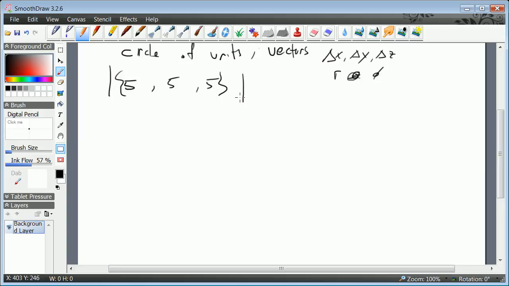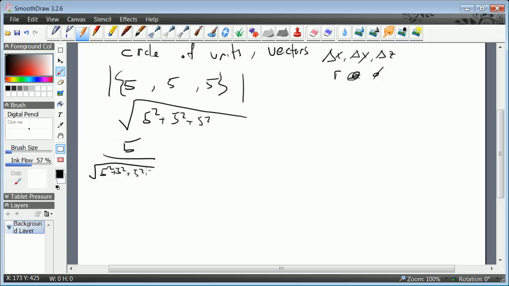So the magnitude of 5, 5, 5 is the square root of 5 squared plus 5 squared plus 5 squared. And the unit vector is in fact 5 over that same value, the square root of 5 squared plus 5 squared plus 5 squared, comma, and the same for the y, the square root of 5 squared plus 5 squared plus 5 squared. And once again, 5 over the square root of 5 squared plus 5 squared plus 5 squared.